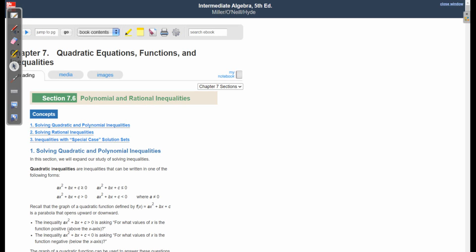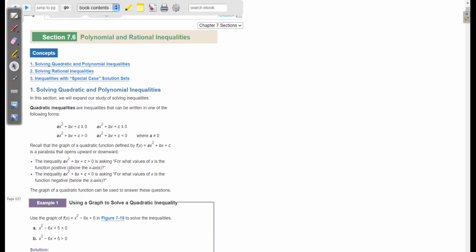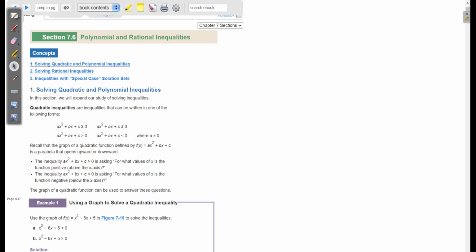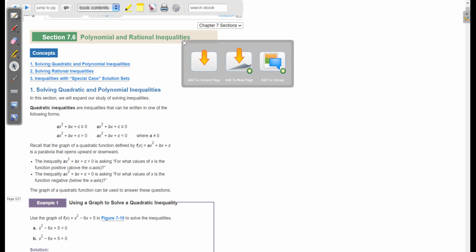Okay, today we're talking about Chapter 7, Section 6, Polynomial and Rational Inequalities. So we're going to be looking at inequalities, and inequalities obviously are equations that are not equal. They're going to be in the form of less than, greater than, and of course, greater than or equal to, or less than or equal to. So let's go ahead and snip this first. Just a nice little introduction to the section.